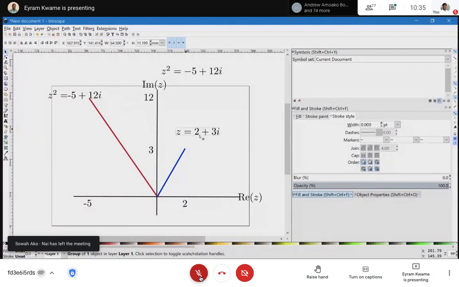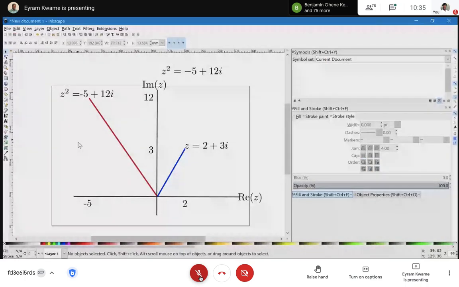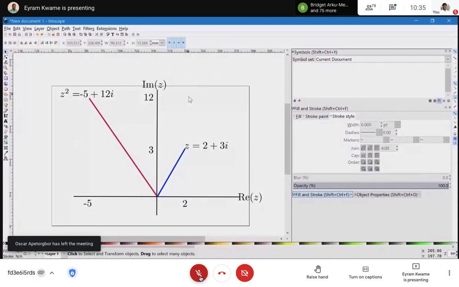What's up? Okay, so I'm going to ask you a very simple question. I went through all this so I can ask you a question. My question is this: what do you think is the relationship between z and z squared? What are some of the similarities, differences? What can you say about it?